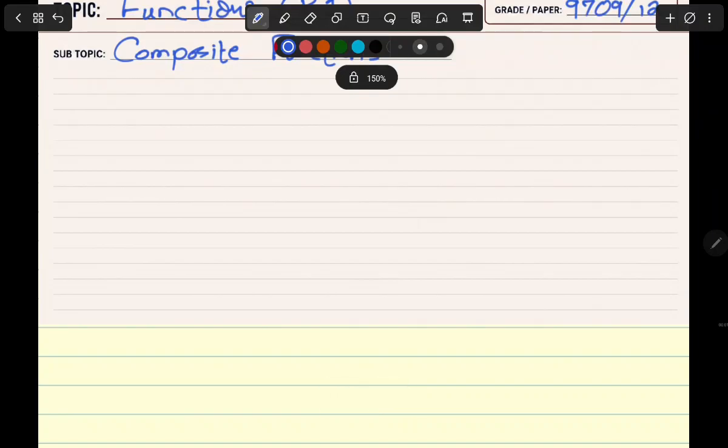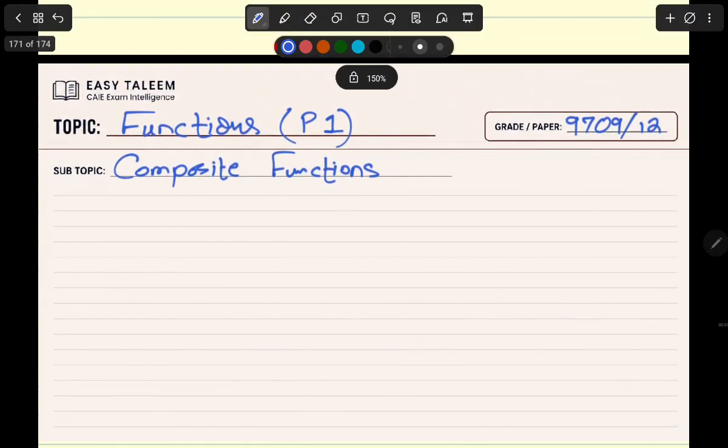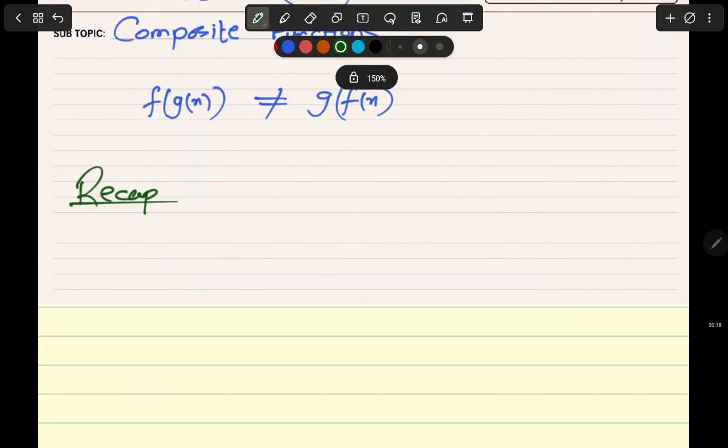Today I'm going to show you why f of g of x and g of f of x can give completely different answers even though they use the same two functions. This single mistake costs students marks every year.